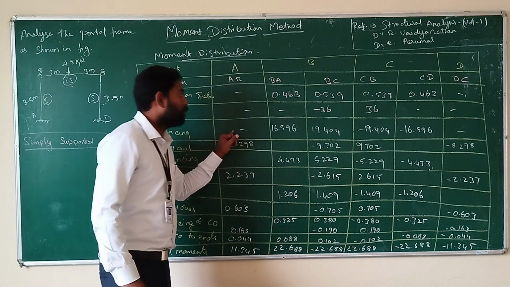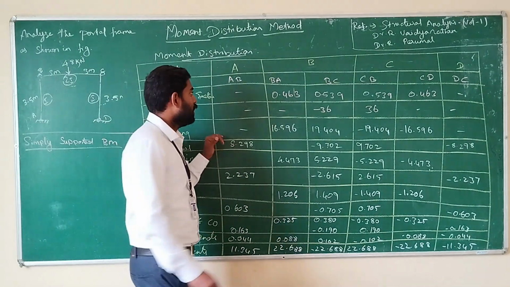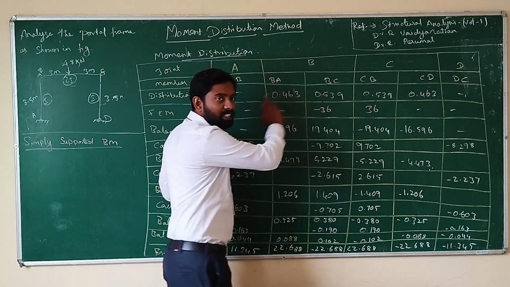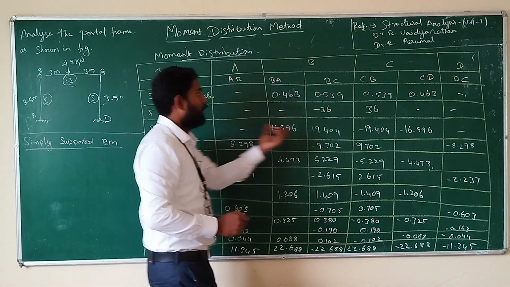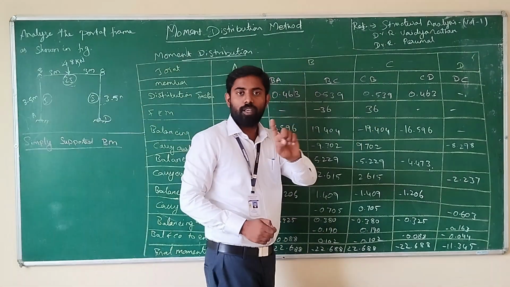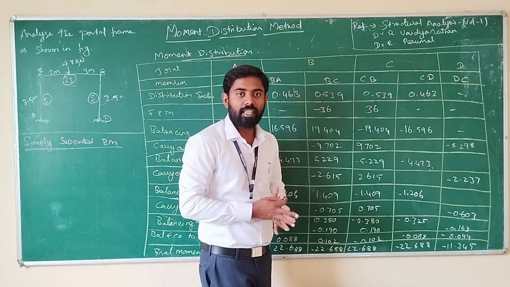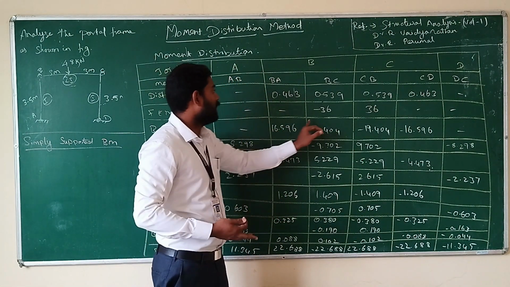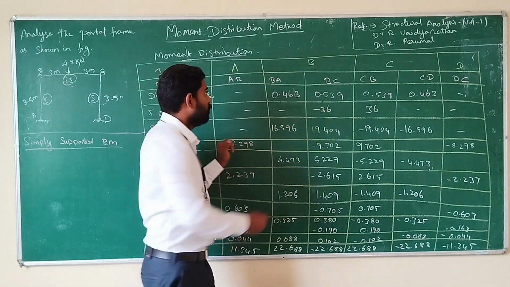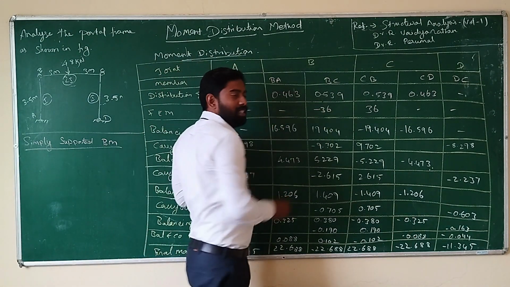So first thing, by taking the balancing, we need to add the values between the joints. So here A and B, there is only one member, so we did not take A and D. By taking the joint B, we need to add BA and BC values.